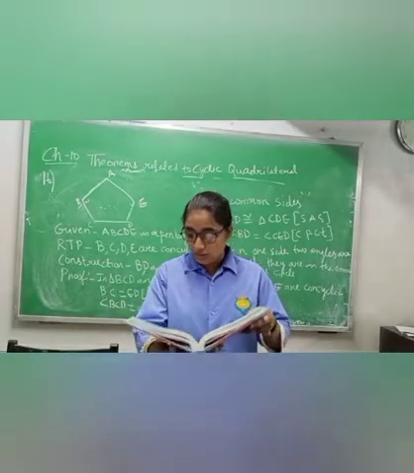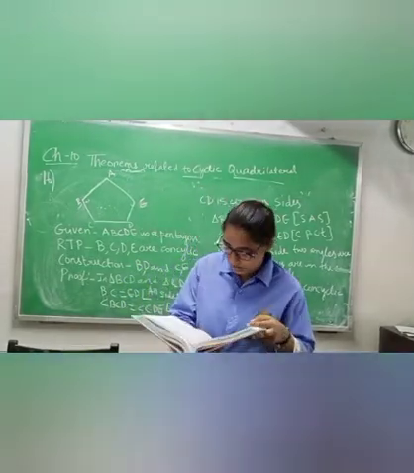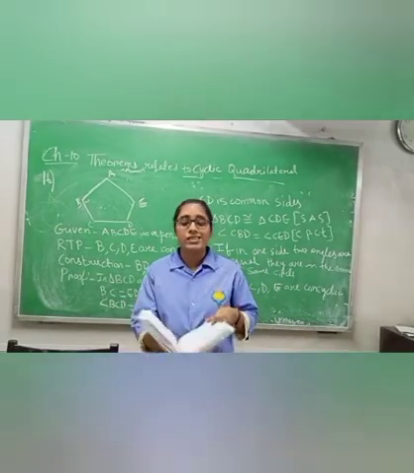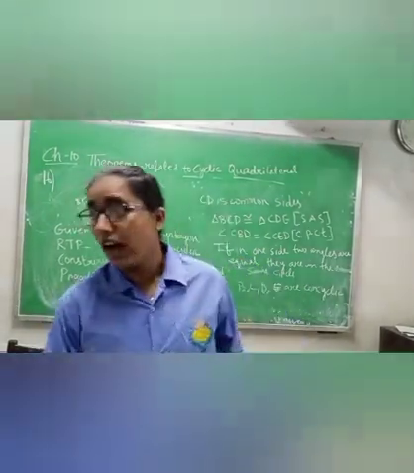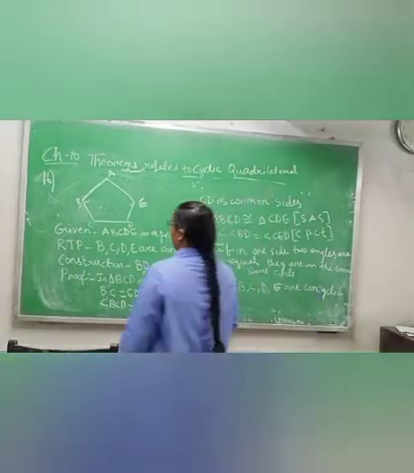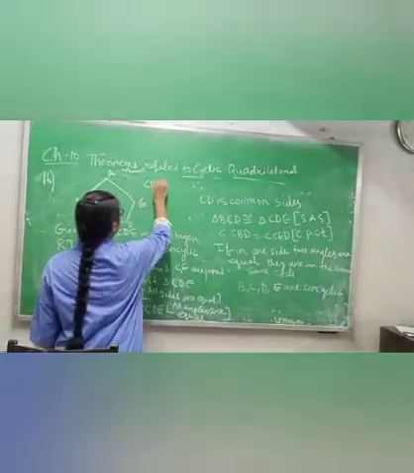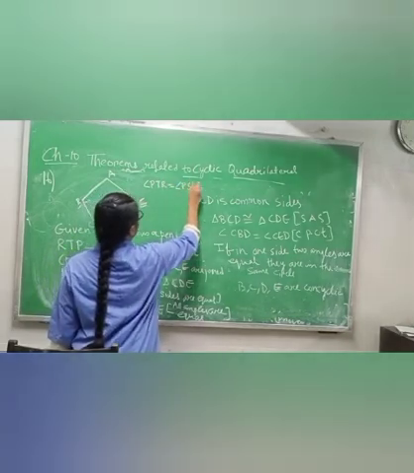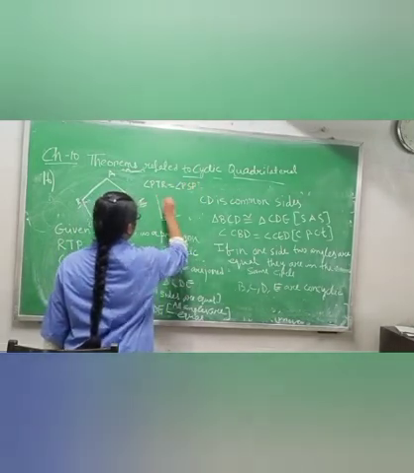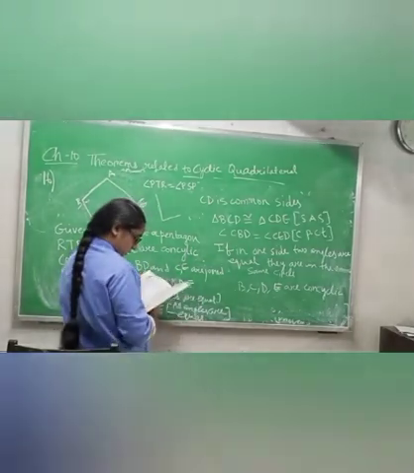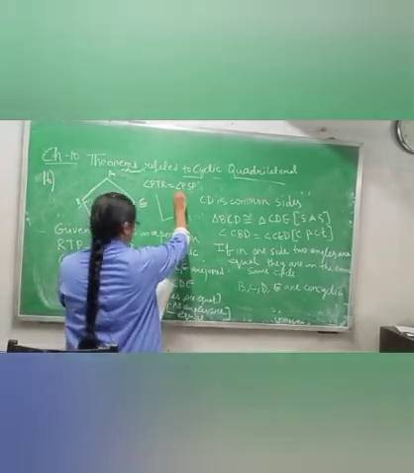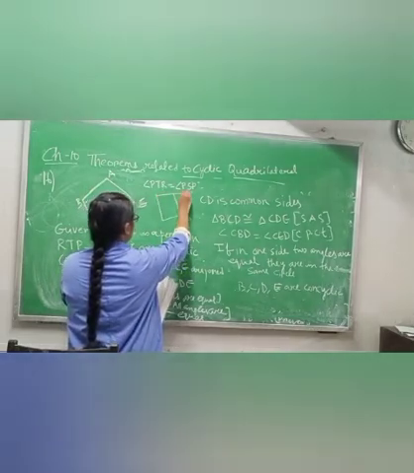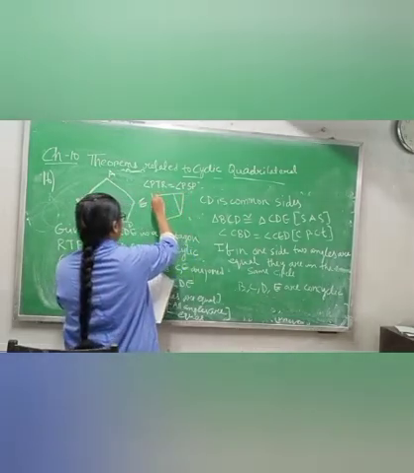See the last line of page number 165. It is written, therefore PTR equals to PSR. What is written? PTR is equal to PSR. Okay, I am writing here. PTR equals to PSR, and the diagram is like this. Something like this. Okay, it is given.